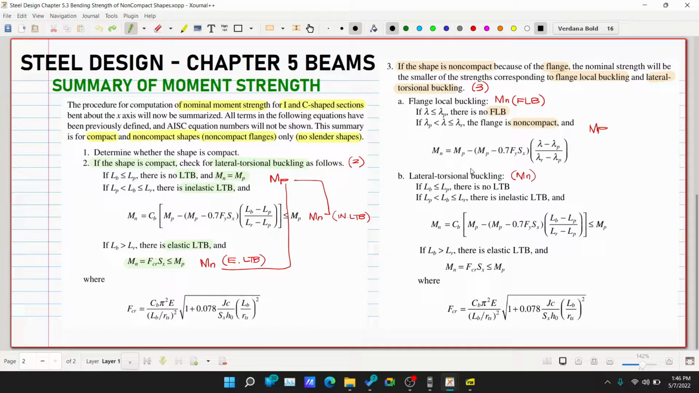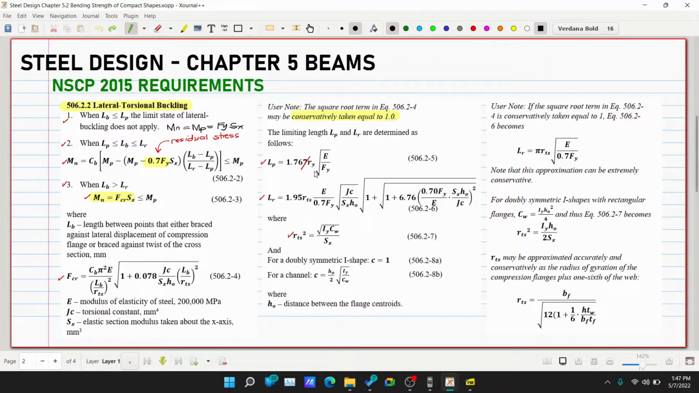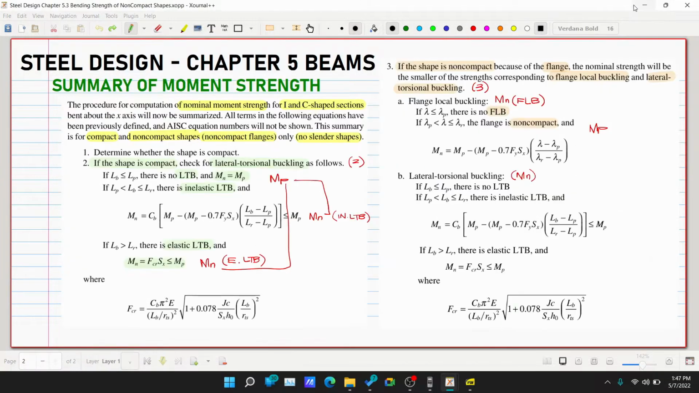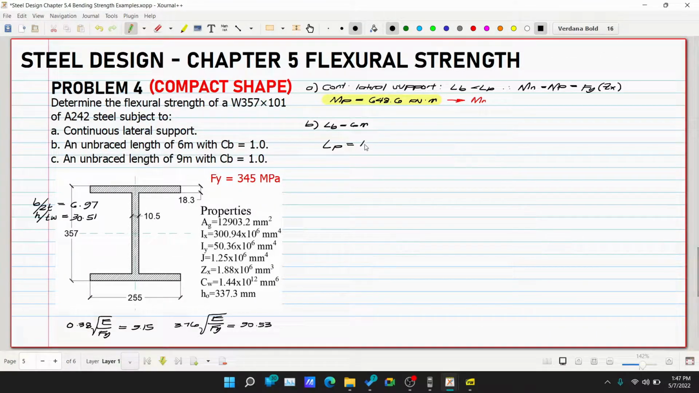Lp. Where is it in the equation of our Lp? Here. So, 1.76 ry multiplied by square root of E over Fy. So, Lp is 1.76 ry square root of E over Fy.